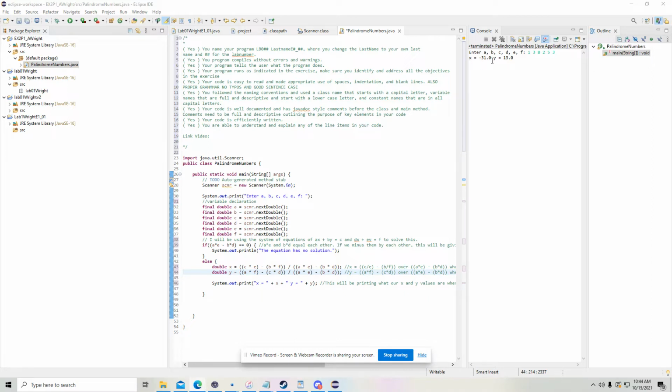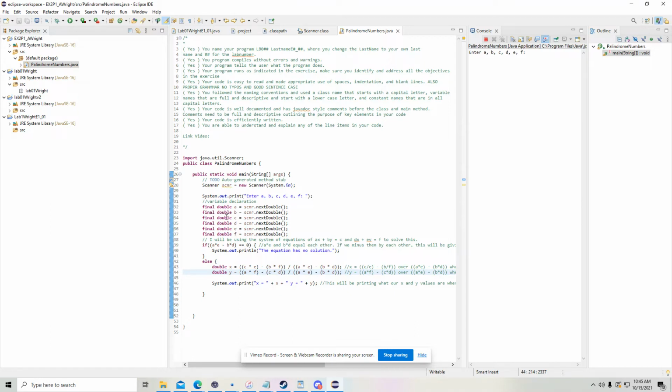And you can see up over here, I've already been running it a little bit, so I will terminate that right now. But everything you can see here is at the start. I have my scanners imported, my comment block at the top of the code, and now we can get into the main parts of the code. So for being prompted to input these constants, I just did System.out.print, enter A, B, C, D, E, F, and you can see that right here.